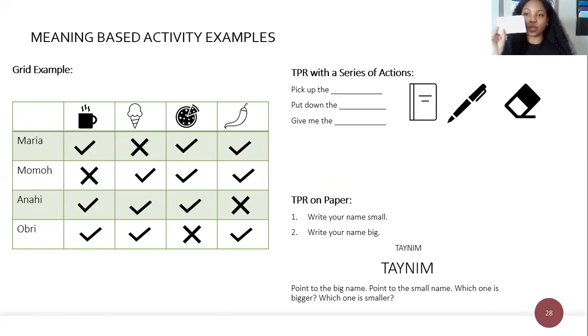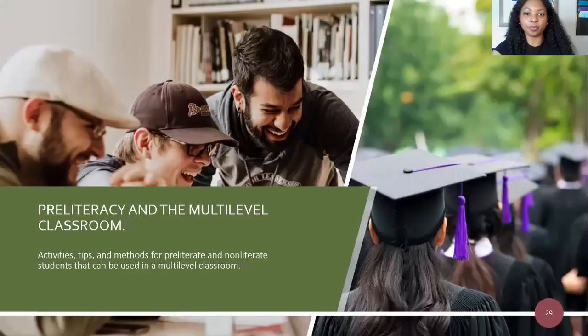I tend to have my students do it on index cards. So I'll say something like, write your name small, write your name big, okay? And then point to the big name, or show me the card with the big name. Show me the card with the small name, okay? Which one is bigger? Which one is smaller? This is great for teaching things like adjectives, but it gives students something to do and makes them interactive, especially if you're working virtually.